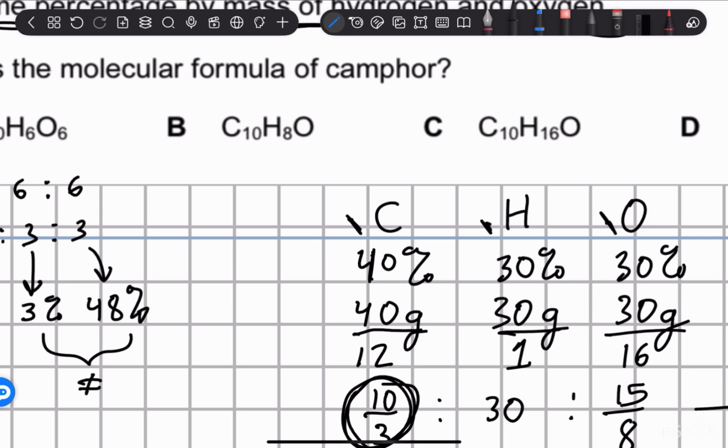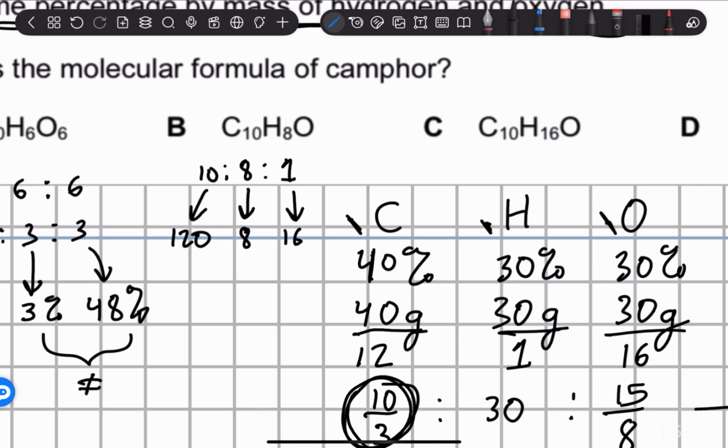For B, we have 10 is to 8 is to 0 is to 1. So we're going to multiply these. It's already in the simplest ratio. We're just going to multiply them by their atomic masses. So that would make this 120, because you're multiplying by 12. This would become 8 and this 16.